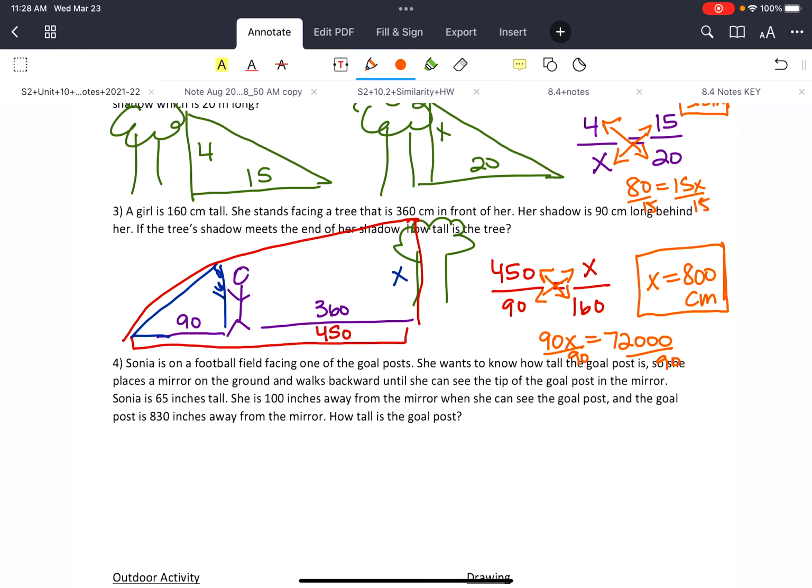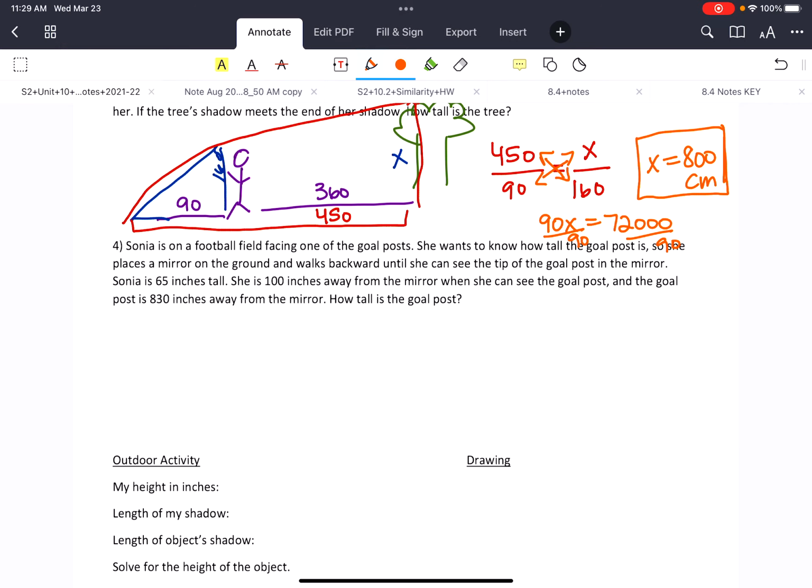Okay, we have one last example that we're going to go over. So in this one, we have Sonia is on a football field. Okay, so here's our friend Sonia. She is on a football field. So I'm going to go ahead and draw a football field, and here's our goalpost on our football field. She wants to know how tall the goalpost is, so she wants to know this height.